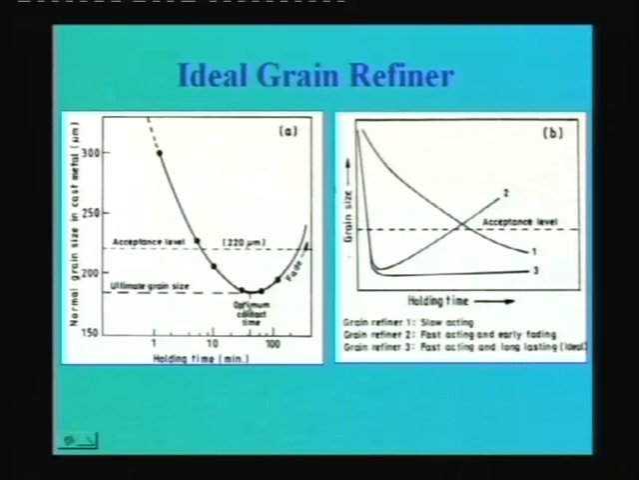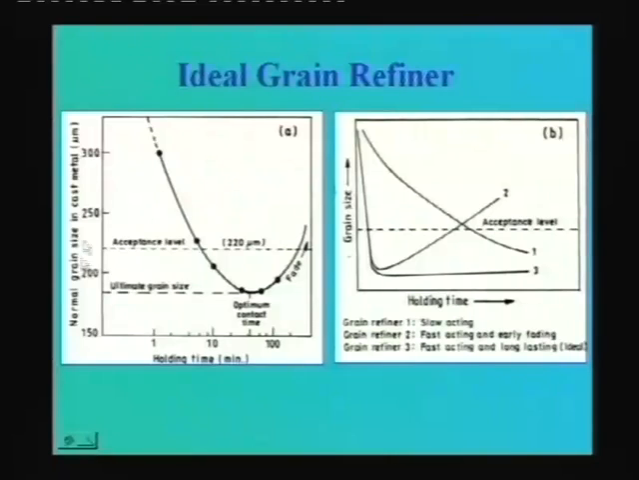What happens is, when you add a grain refiner to the liquid and immediately pour that liquid into a mold, and cut it after it is solidified and look at the grain size, you do not get very fine grain size. You have to hold these particles inside the liquid for some time, so that these particles get uniformly distributed in the liquid, and when you pour that liquid into the mold, they start acting as nucleating sites.